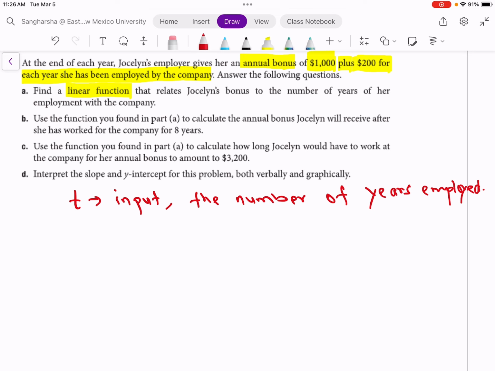What about the bonus? What are we trying to find with this T? B for the bonus. So we are finding the bonus, and you can call it anything. Since it's a bonus, let's call it B. So B is the bonus and this is our output. Should it be B of T? Yes, we'll come to that. Here B represents the output, or the bonus.